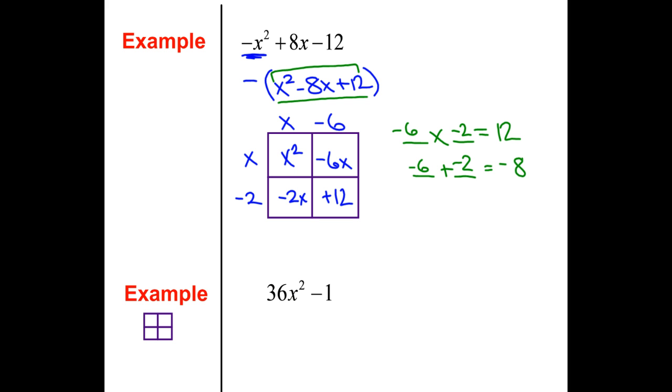Remember, the leading boxes are what we're going to use our positive or negative from. So really we have x minus 6 times x minus 2. And don't forget to bring down your negative.